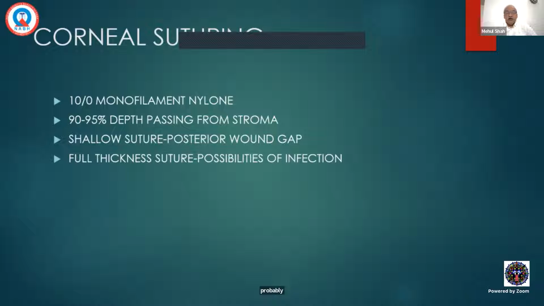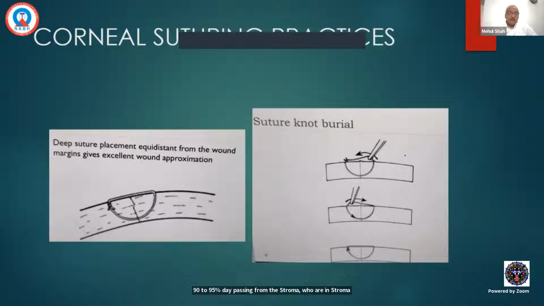When we do the corneal suturing, it is very important to understand the suture material being used: 10-0 monofilament nylon, with 90 to 95% depth passing through the corneal stroma. A shallow suture will cause problems; this is the perfect position.